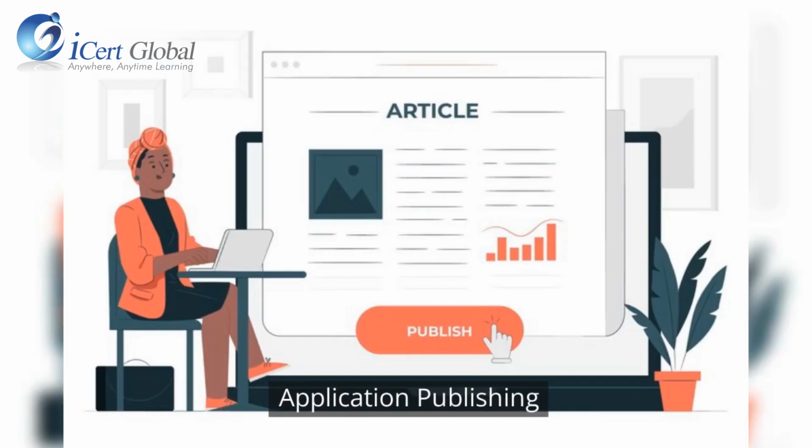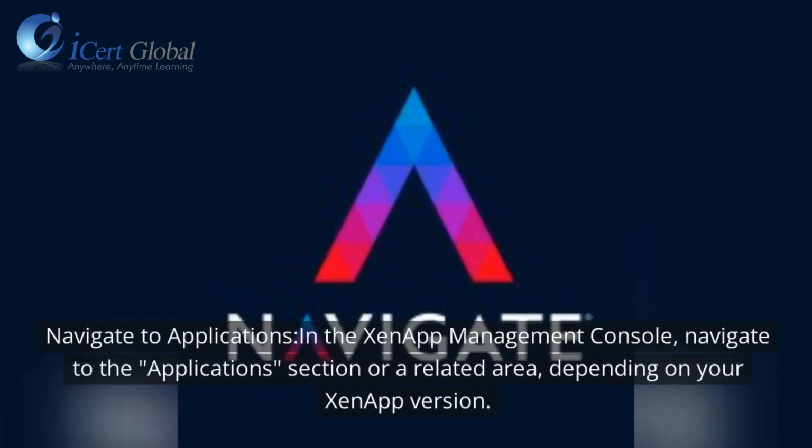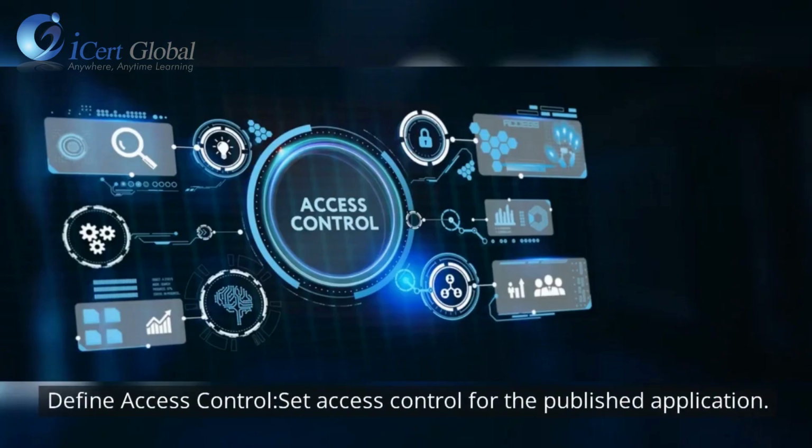Application publishing. Navigate to Applications. In the XenApp Management Console, navigate to the Applications section or a related area, depending on your XenApp version. Define access control. Set access control for the published application.